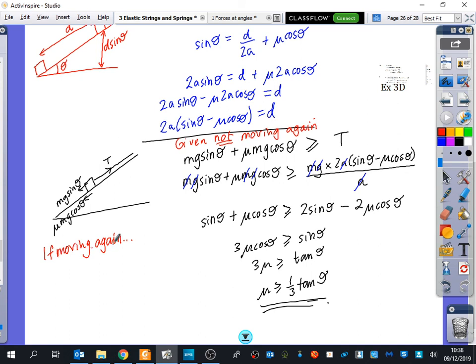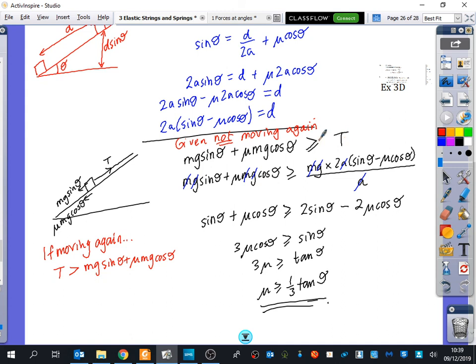The only way that it would be moving again is if T was bigger than mg sin theta plus mu mg cos theta. It couldn't be equal to it, because if it was equal, it wouldn't be moving. And the negation of this, the opposite of T being greater than, has to be T is less than or equal to that. Okay?